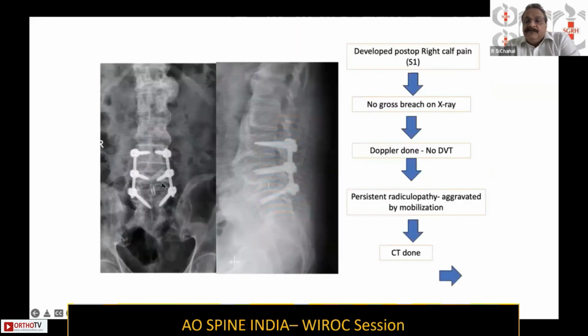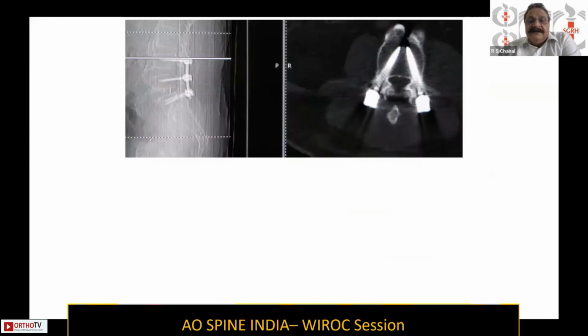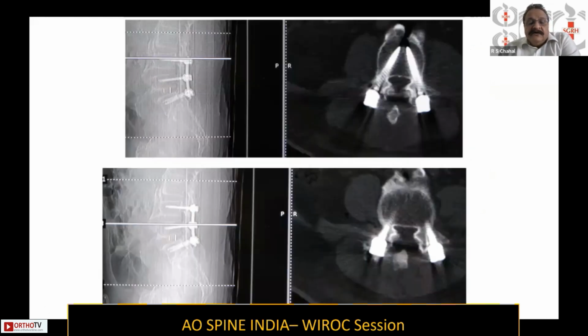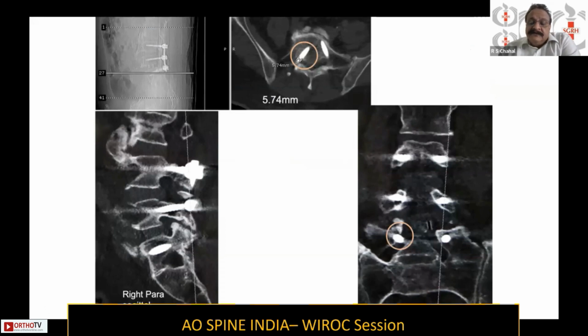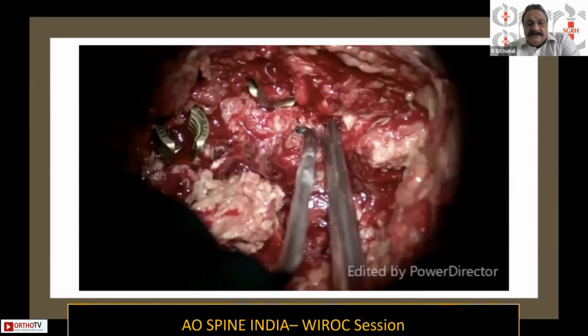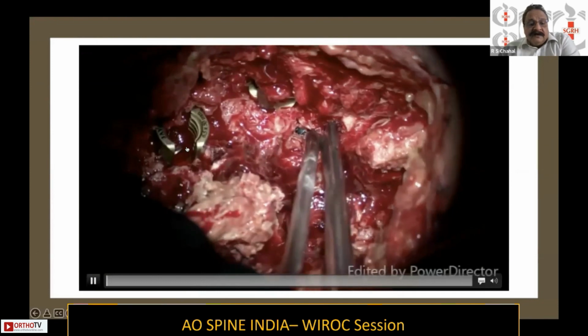He developed a post-operative right calf pain. No gross breach was seen on the X-ray, as seen on the left side. We did a Doppler thinking we might have a DVT, but the radiculopathy persisted. So we got a CT scan done, went through the sections, and the right-sided S1 screw was the culprit. Steroids didn't give much relief, so we opened up. This is the point which Vikas was telling me.